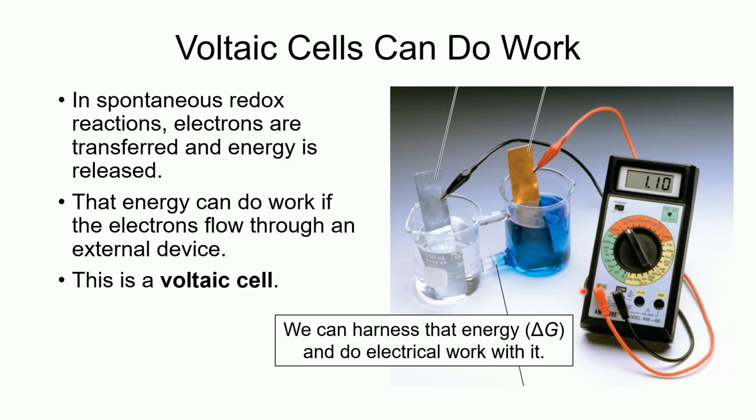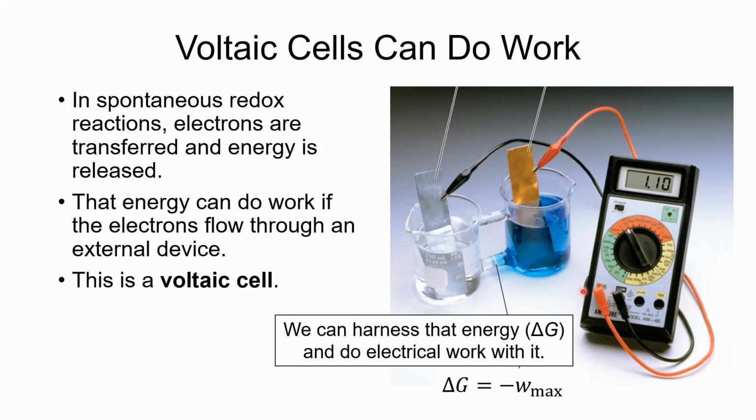As you'll remember from the last chapter, that delta G is equal to negative W max. So we can get up to that same amount of energy, but no more. We can't have more than that. In reality, it'll always be less than the delta G because we can't have 100% efficiency. But that's neither here nor there.